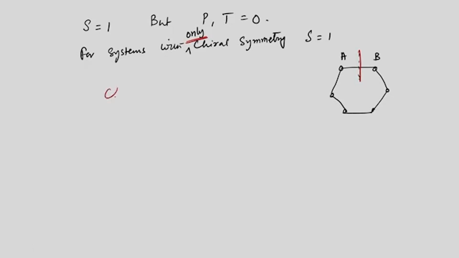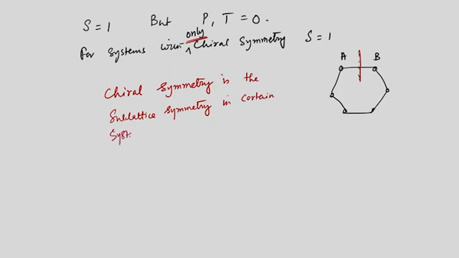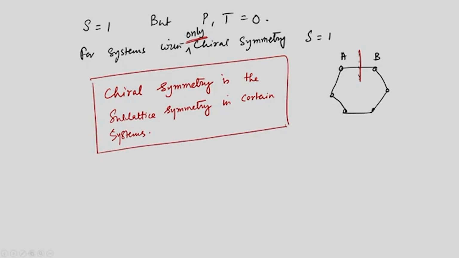So chiral symmetry appears in certain systems. And which systems? The systems that have this sublattice structure. So that's how physically you may want to understand how this classification comes about.